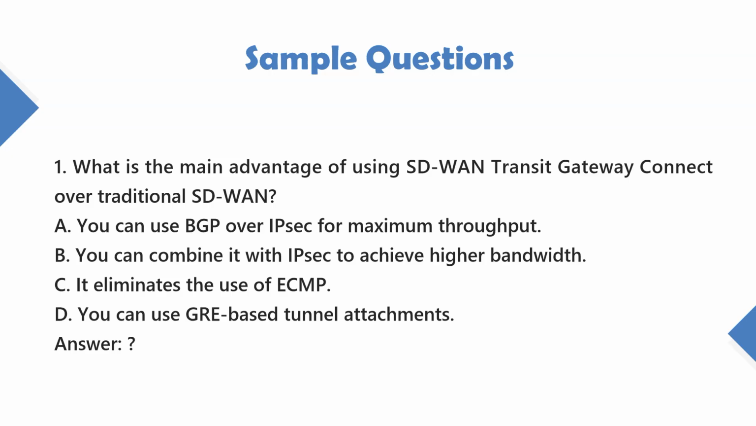1. What is the main advantage of using SD-WAN Transit Gateway Connect over traditional SD-WAN? A. You can use BGP over IPsec for maximum throughput. B. You can combine it with IPsec to achieve higher bandwidth. C. It eliminates the use of ECMP. D. You can use GRE-based tunnel attachments.